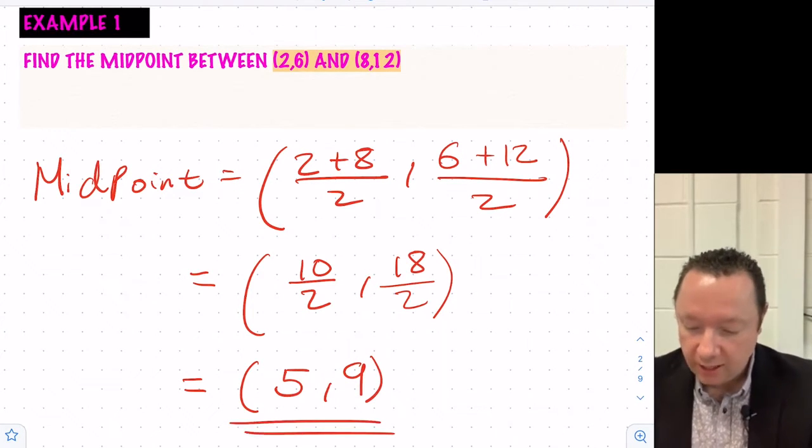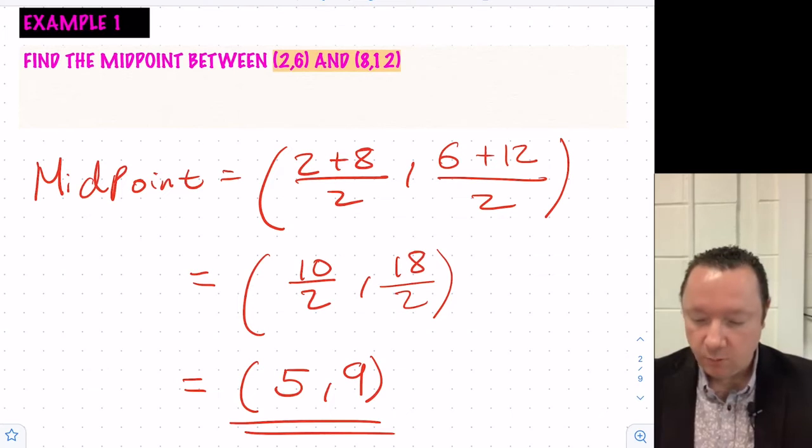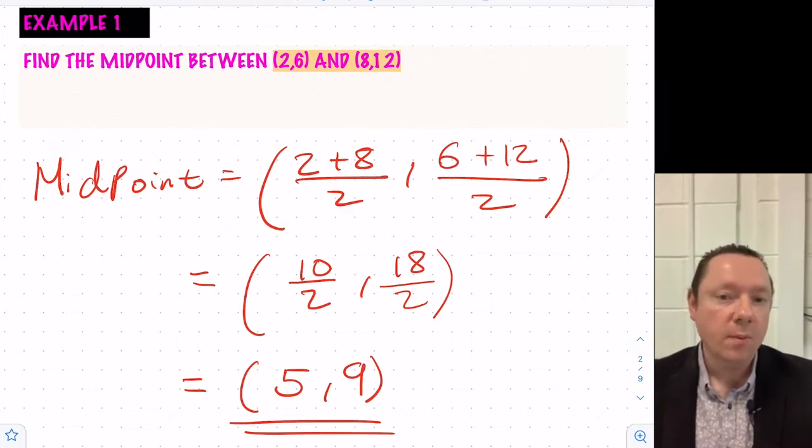And just a quick check, is 5 the middle of 2 and 8? 5, 6, 7, 8, 2, 3, 4, 5, that's 3 away, so it's in the middle. And between 6 and 12 is 9, well, it's 3 away from 6 and 3 away from 12, so I'm done, I've definitely got my midpoint.